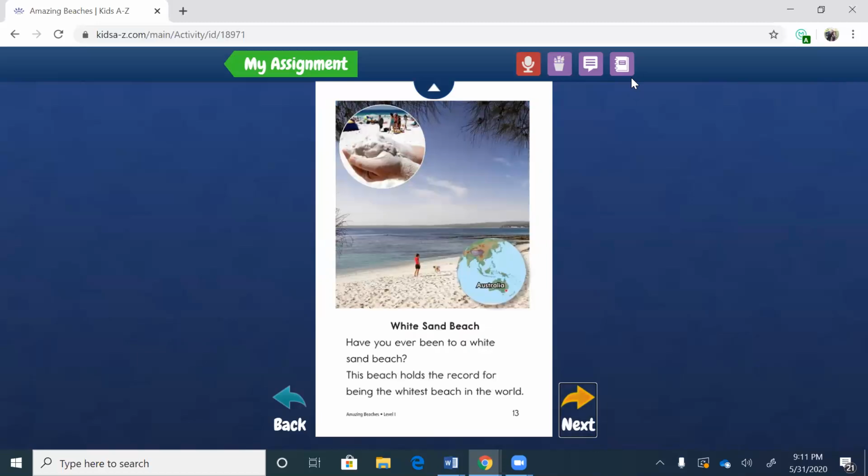Okay, look at this pretty one. It's a white sand beach, and that's in Australia. Have you ever been to a white sand beach? This beach holds the record for being the whitest beach in the world.